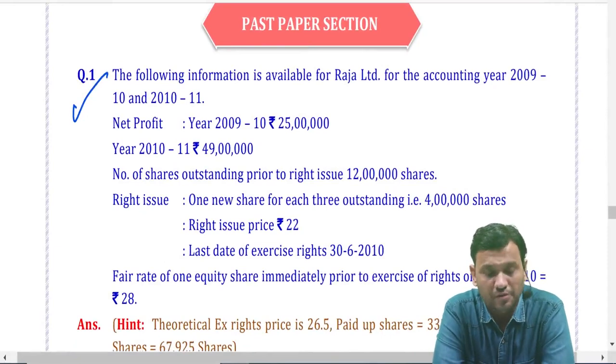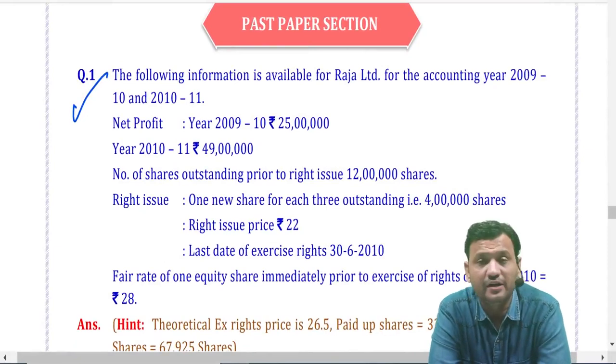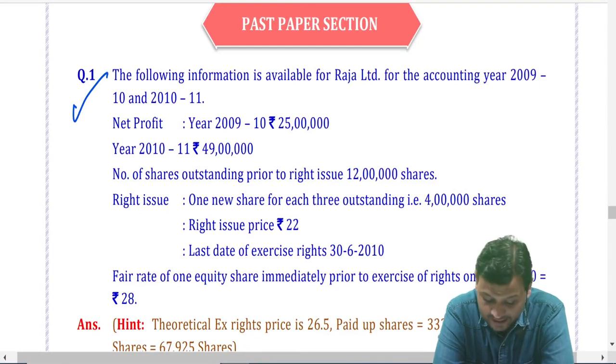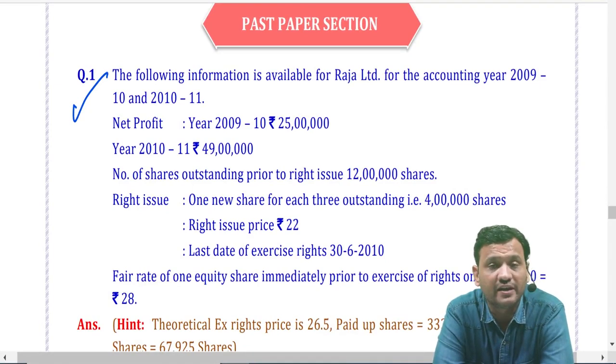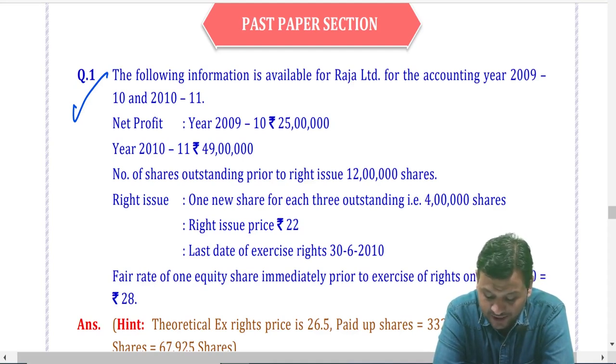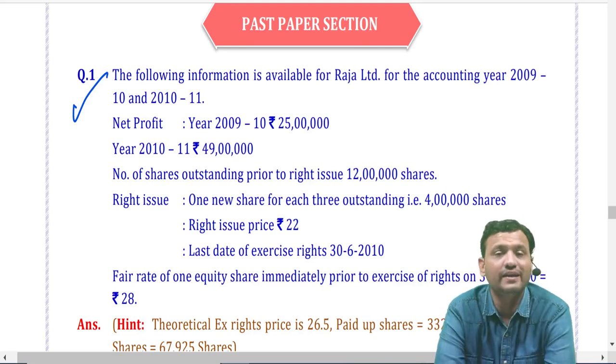The following information is available for Raja Limited for accounting years 9-10 and 10-11. Net profit for 9-10 is 25 lakhs. Net profit for 10-11 is 49 lakhs. Number of shares outstanding prior to rights issue is 12 lakh shares. Rights issue, one new share for every three outstanding, that is 4 lakhs. Rights issue price is 22. Last date to exercise is 30th June 2010. Fair value of one equity share immediately prior to exercise of rights is 28 rupees.